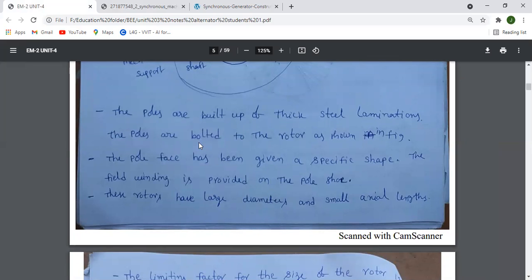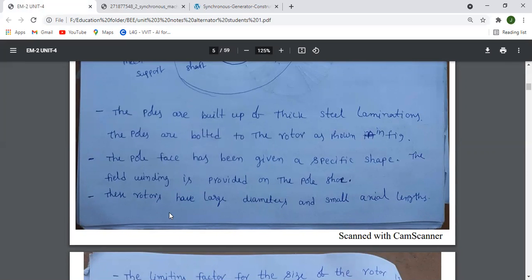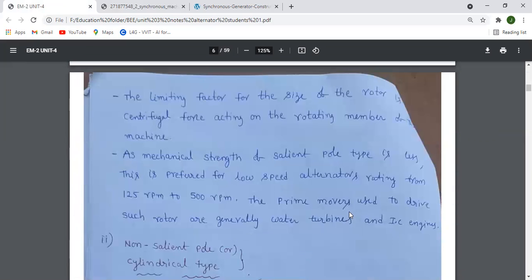Generally, the poles are built up of thick steel laminations. The poles are bolted to the rotor. The pole face has been given a specific shape. The field winding is provided on the pole. These rotors have large diameters and small axial lengths. The limiting factor for the size of the rotor is the centrifugal force acting on the rotating member of the machine.